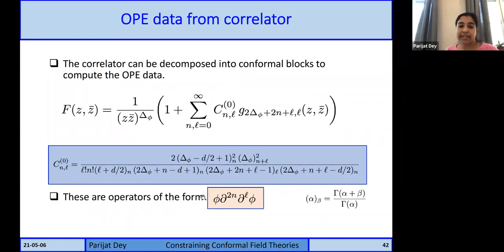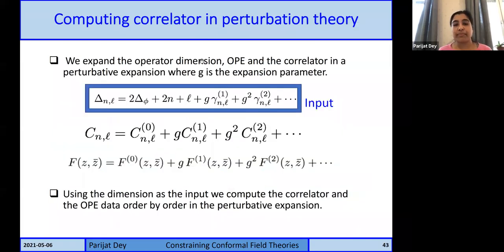And these are schematically operators of the form where we have two fundamental fields contracted with L number of derivatives and also some box operator. L stands for the spin of this operator. So this tells us how the dispersion relation can be used in the mean field theory. Now let's see how it works in a perturbative conformal field theory.